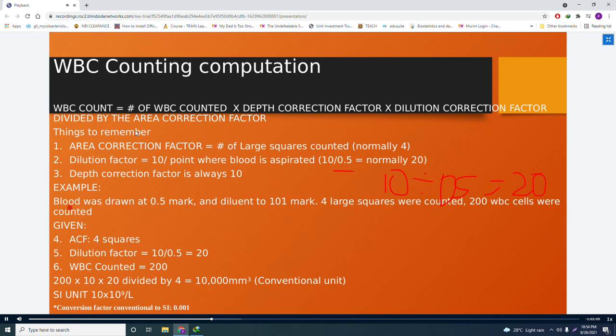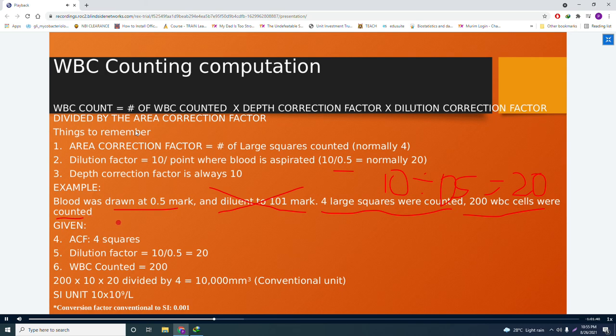So example, class: blood was drawn at 0.5 mark and diluent to 1:1 mark. Class, pag nakita niyo itong statement na to, just ignore this. This is just required to complete the statement. Okay? Focus lang kayo sa blood was drawn at 0.5 mark. Then, 4 large squares were counted. 200 WBC cells were counted.